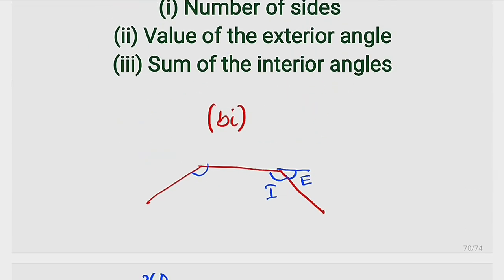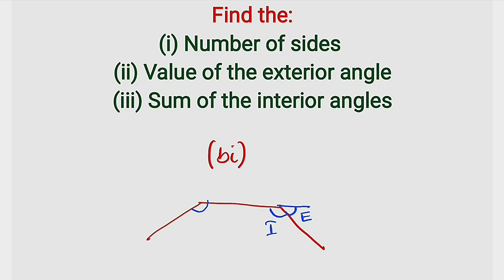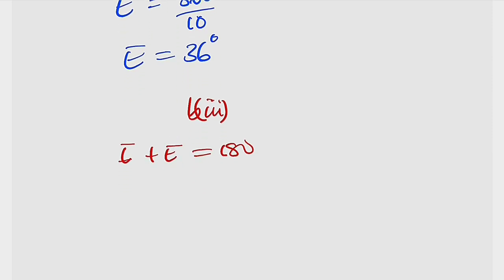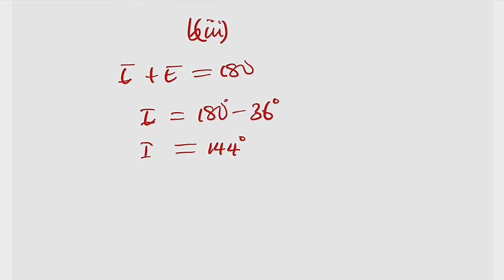Then the last question, we're asked to find the sum of all the interior angles. We have seen that the sum of interior plus that of exterior is equal to 180 degrees, right? So if the exterior angle is 36, it implies that every single interior angle will be equal to 180 degrees minus 36, and this will give us 144 degrees. But we are asked to find the sum of all the interior angles. But how many interior angles do we have? 10, because I told you the number of sides equals the number of angles.